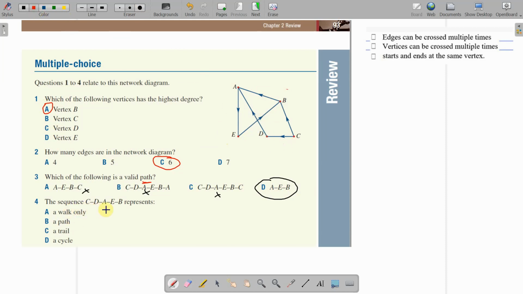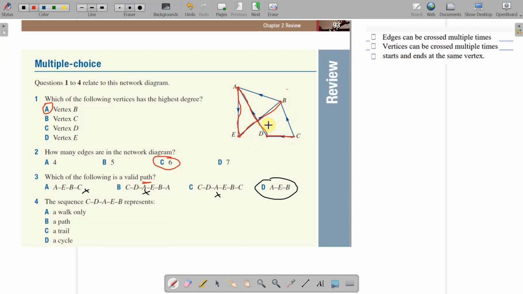The sequence C, D, A, E, B represents. Now we're going to use this to check off. So let's go C to D to A to E to B.